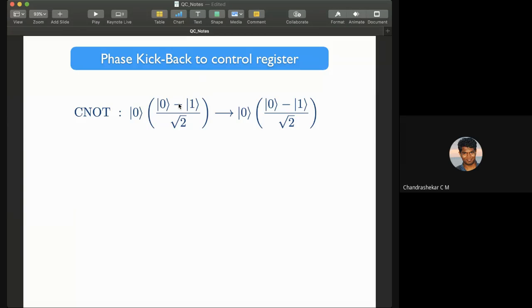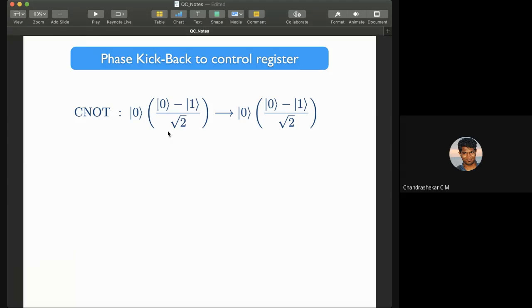The algorithms can be complicated, but in the simple algorithm, what I want to know is whether the sign between 0 and 1 is plus or minus. That is the task of this. Phase is going to be kicked back to the control register. So simply, without even destroying the state, I want to keep it. So now here is a simple example.